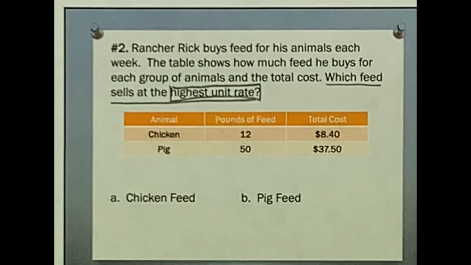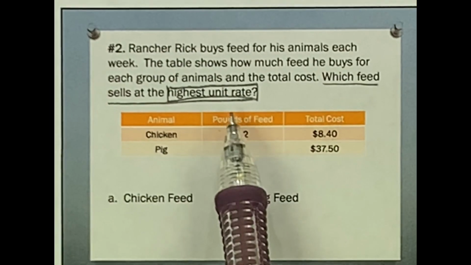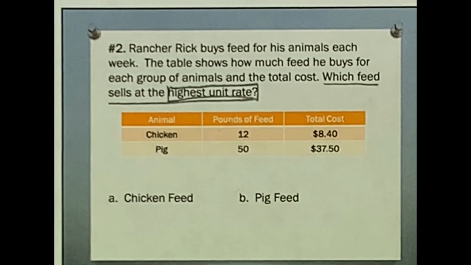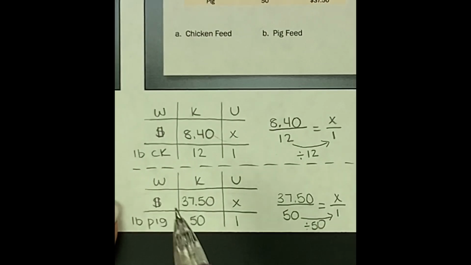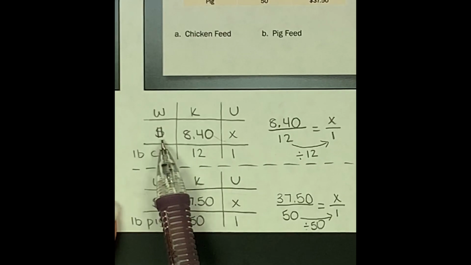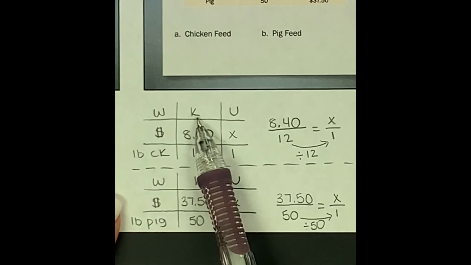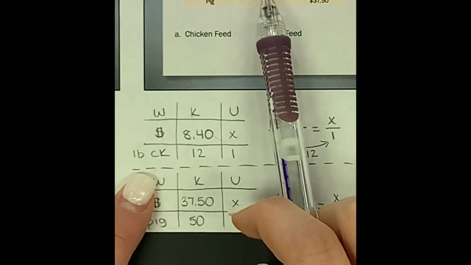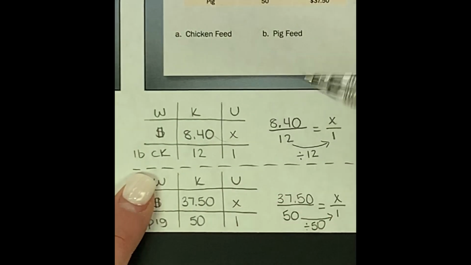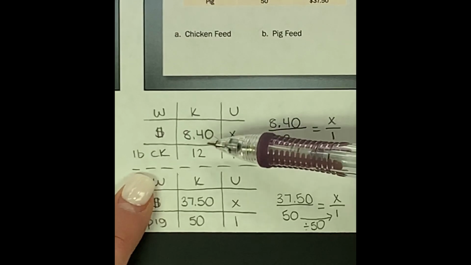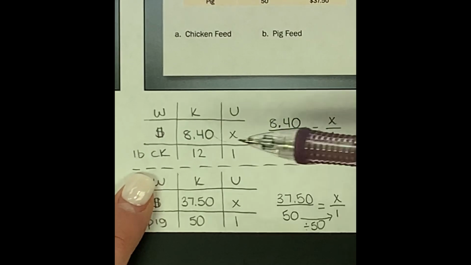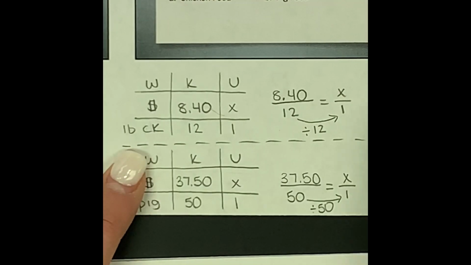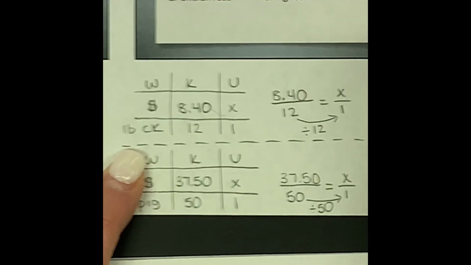Now it says which one has the highest unit rate. So I had to do a WKU for both of them. Okay. Now remember, we always put money on top. K is what do I already know. This one's for chicken. I'm comparing the pounds to the money. I know $8.40 for 12 pounds. It wanted to know for 1 pound. When I solved that, I got 70 cents. That is for the chickens.